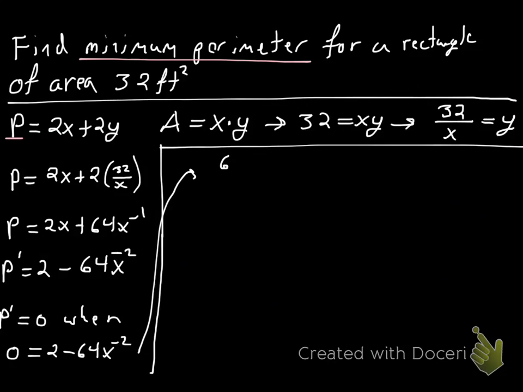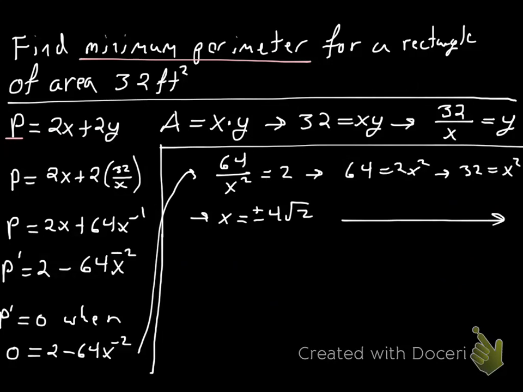That's going to give us the equation 64 over x squared equals 2. So we can multiply both sides by x squared, and then divide by 2, and then take the square root of both sides. Okay, so we get plus and minus 4 root 2, but since we're doing minimization and we're talking about length, we're going to throw out the negative.